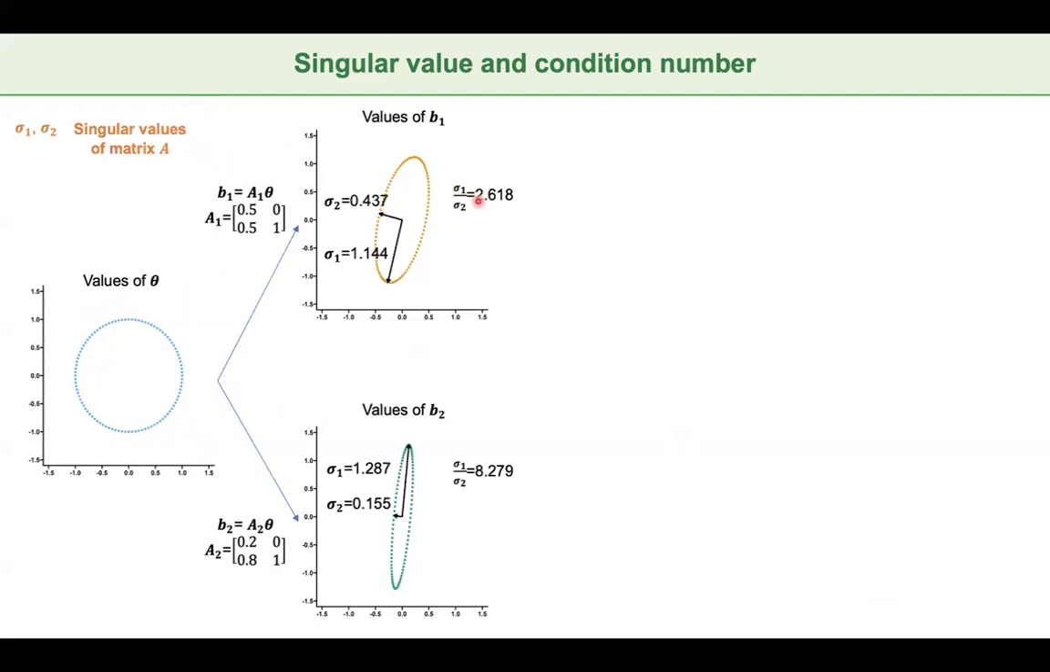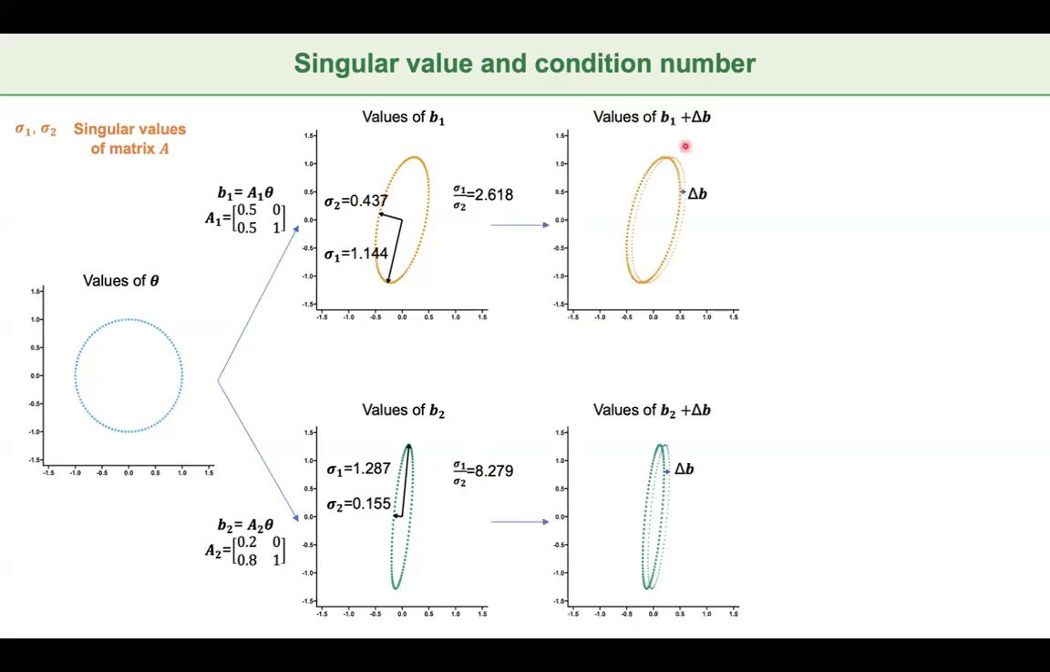The ellipses have their longer radius and shorter radius. We refer to the length of the longer one as sigma 1 and the shorter one as sigma 2. In math, those radii are defined as the singular values of the corresponding A matrix. As shown here, different A matrices have different sigma 1 to sigma 2 ratios. Why is this ratio important?